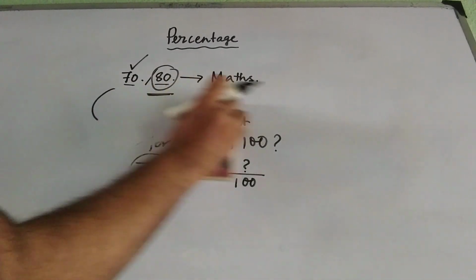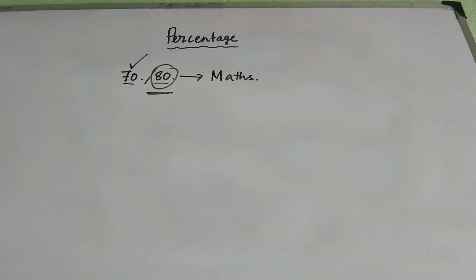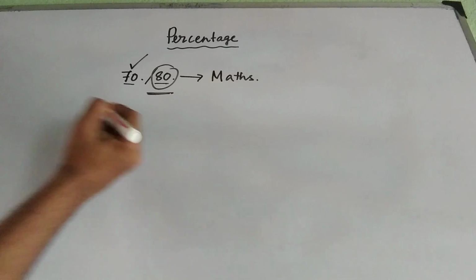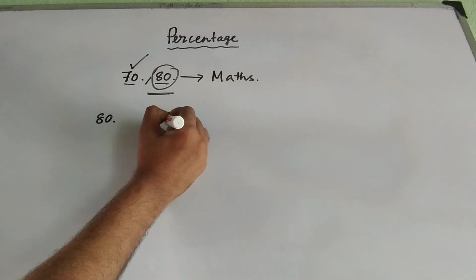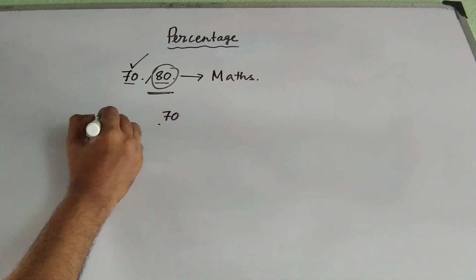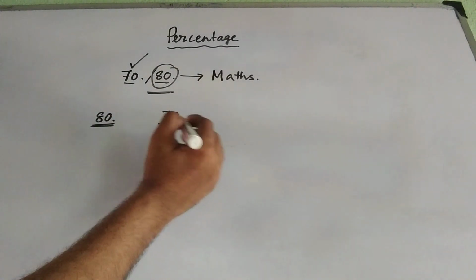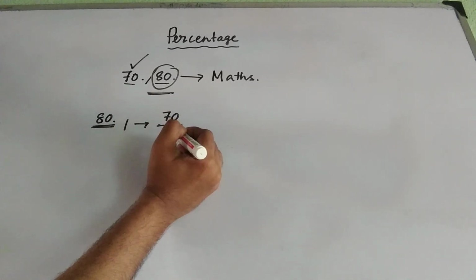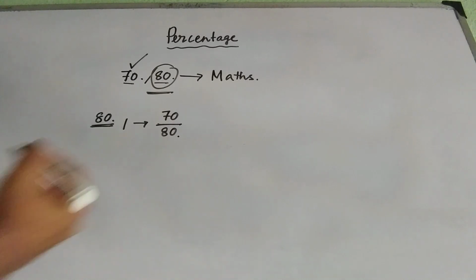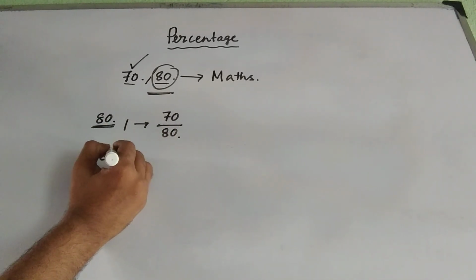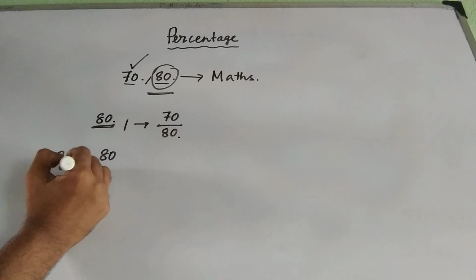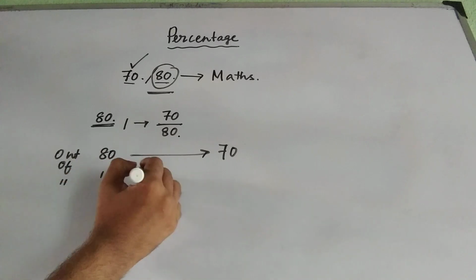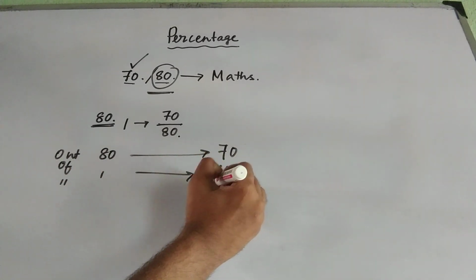The problem is very simple. We have to calculate it this way. The total marks is 80. He has got 70, so out of 80 he has got 70. Simple unitary method: out of 80 he has got 70, so out of 1 what he has got? It is 70 by 80.